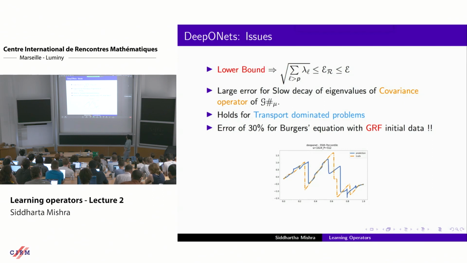So the orange is the ground truth. I trained the DeepONet on this. Remember that I had some approximation error, but you see at the end of the day I am completely off. The shocks are completely off. The structure is roughly captured, but the details are not captured. So you get 30% error. So this shows that this is completely unacceptable. So for transport dominated problems, you might have some trouble.